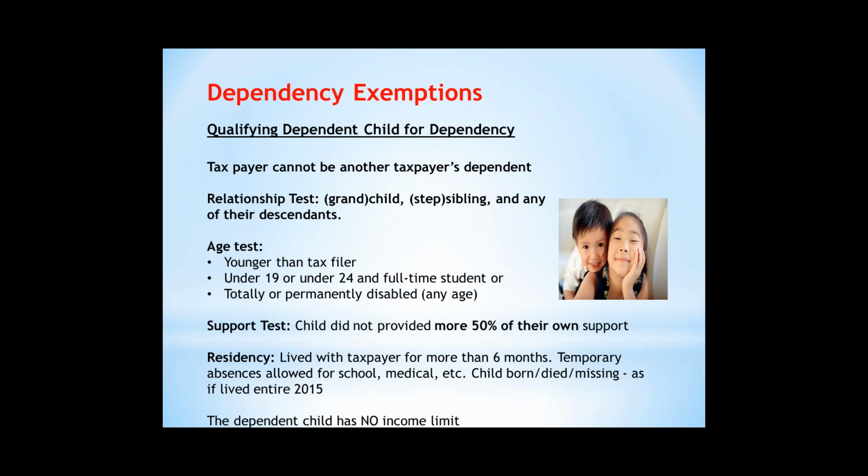So for dependency exemptions, there's a couple of things. In order to be considered a dependent and eligible to make the taxpayer a dependent for the head of household filing status, there's a few different tests that the dependent must pass. They must pass the relationship test, the age test, the support test, and the residency test. So the relationship test is just that. There's a list in your publication 4012 book. In order to be considered a dependent of somebody, they have to be a relative or some sort of descendant of a relative.